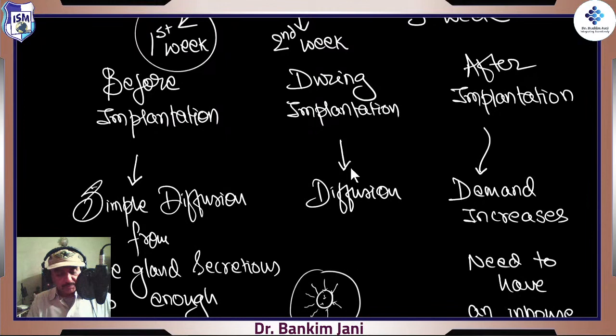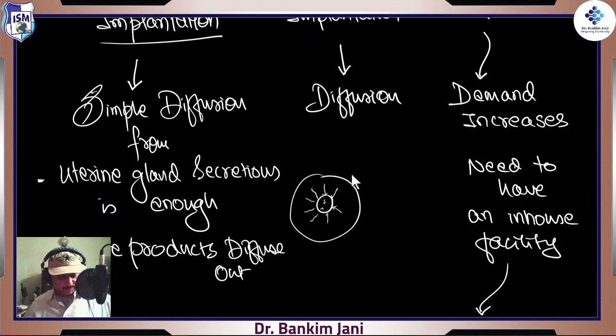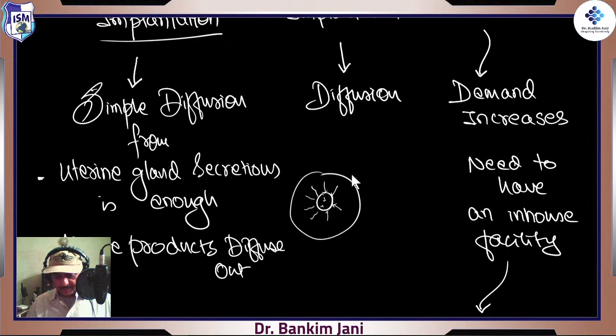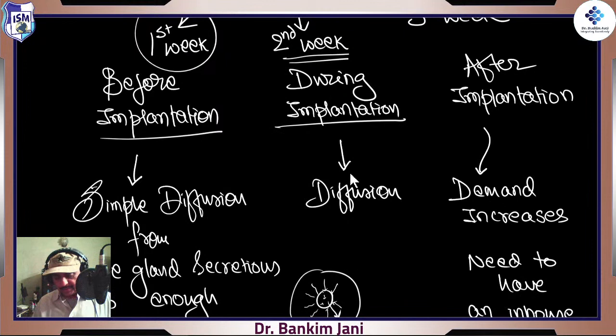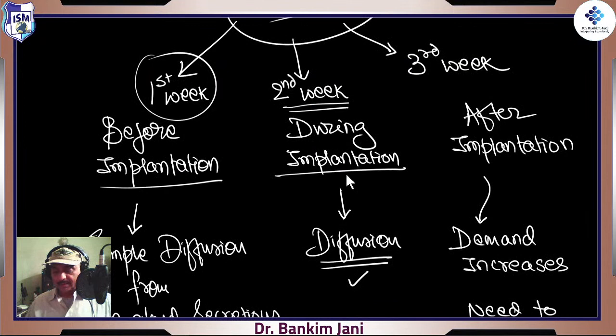This is before implantation. Things have just started, right? So nothing much to worry about. Simple diffusion is enough, and when the waste products are to be thrown out, no problem, they'll be doing diffusion in reverse order. So they will go reverse, and they would be diffused out. So first week, no problem. Second week, during implantation, here also there is not much trouble. Diffusion can work fine. But there comes the third week.